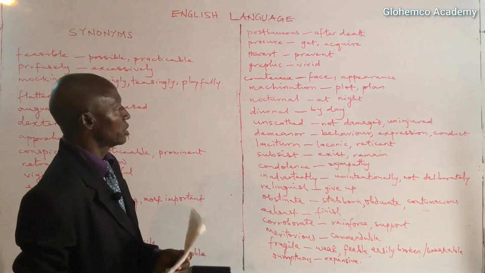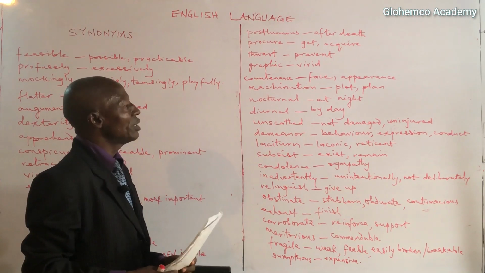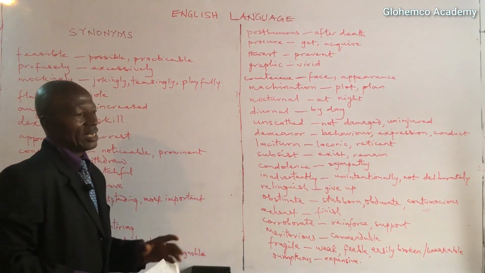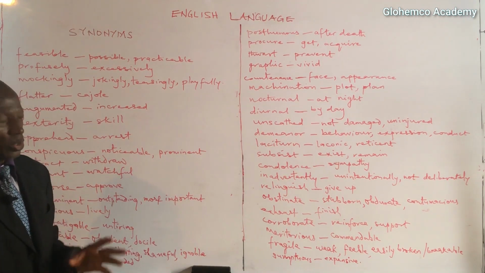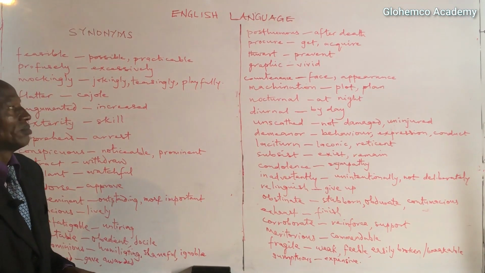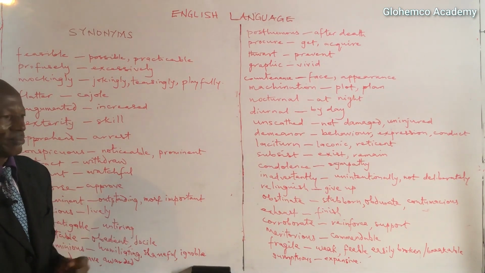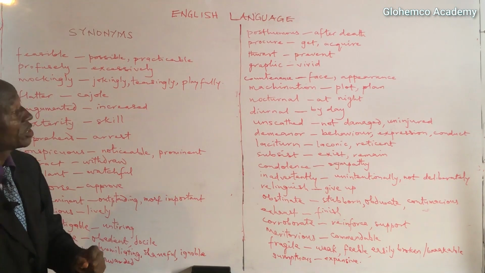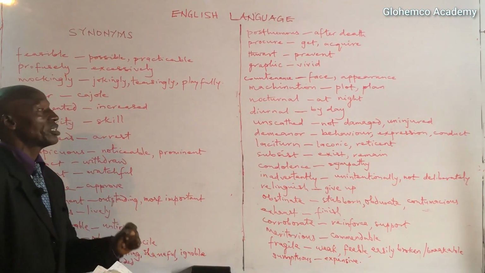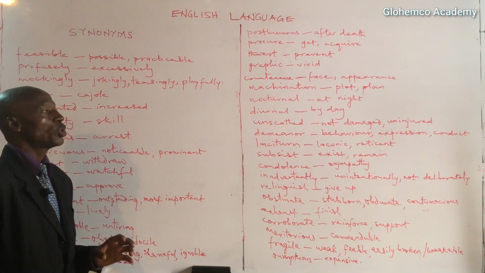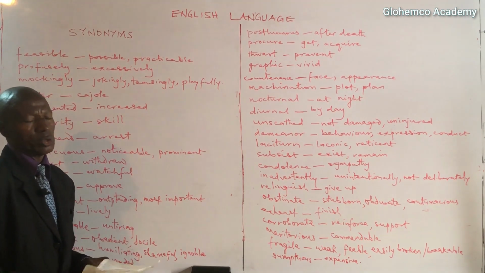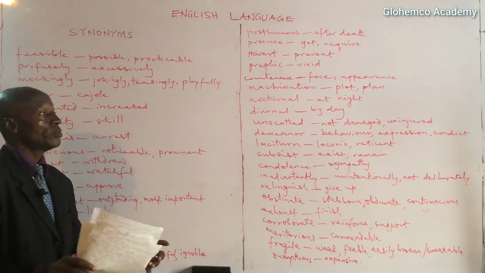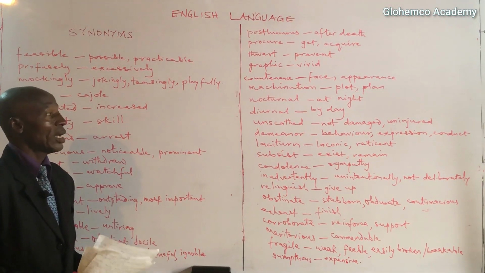So we have nocturnal. Nocturnal means at night. There are some birds that move in the night, like bats. Such birds are referred to as nocturnal birds. They find it difficult to move by day, during the day. You refer to them as nocturnal birds.